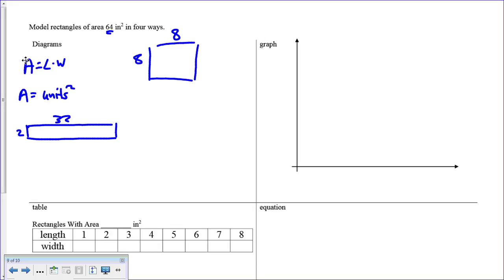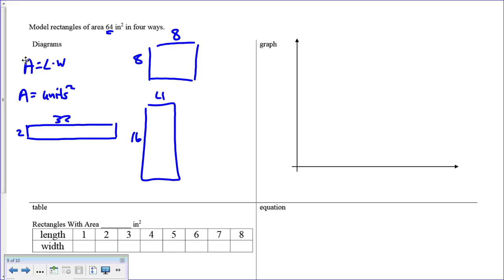What else? Got some good ones so far. Give me a couple more. Start thinking of some numbers. Come on, there's lots of factors of 64. Ethan, huh? 16 and 4. Okay, good. Let's do this one here. So this will be 4. This will be 16. Good. All right, so you get the idea.